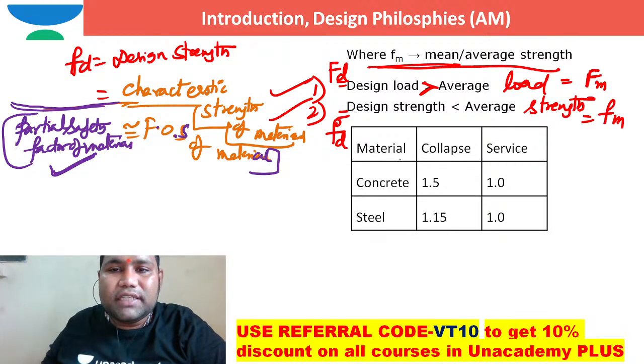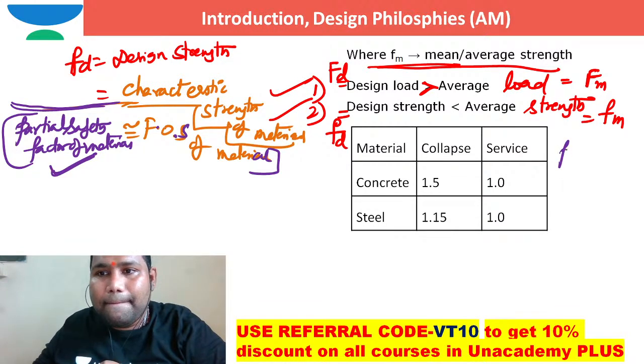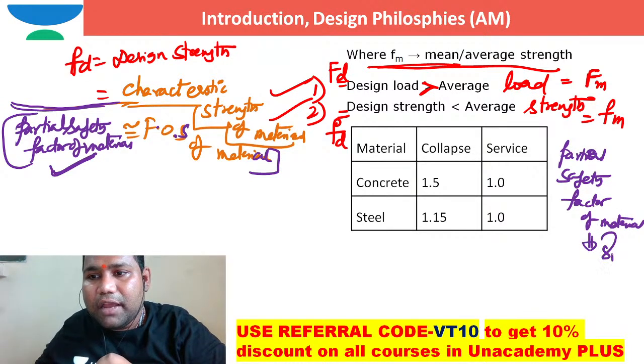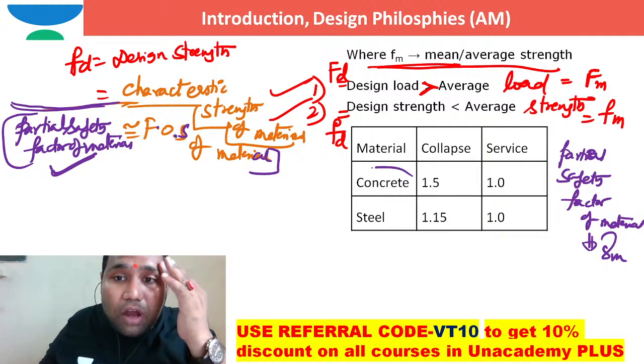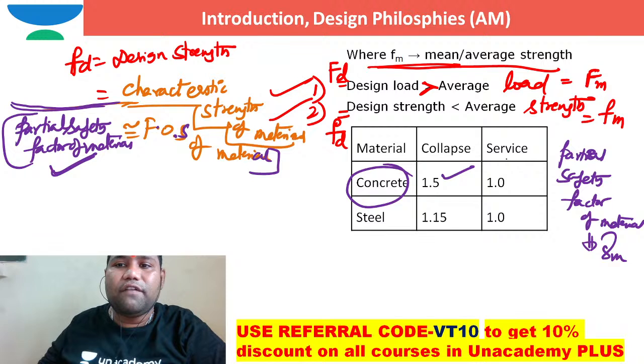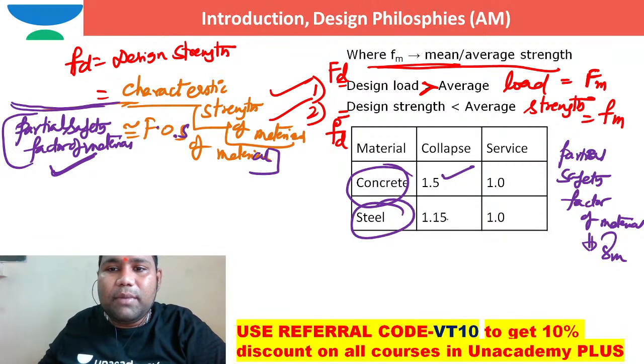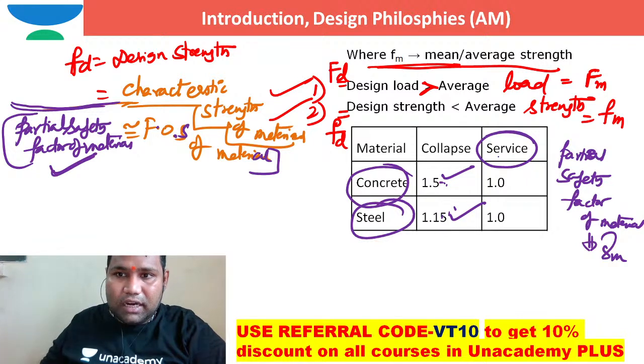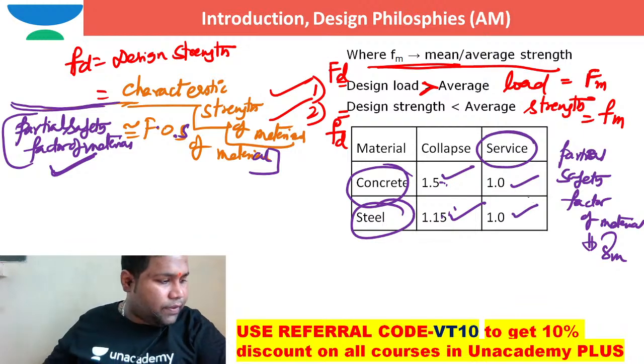And coming to the partial safety factor of material, we call this with a notation called gamma m, right? And that gamma m for concrete in limit state of collapse is 1.5. For steel in limit state of collapse it is 1.15. This you already know. Coming to limit state of serviceability, the partial safety factor for material is 1 for concrete and for steel, right?